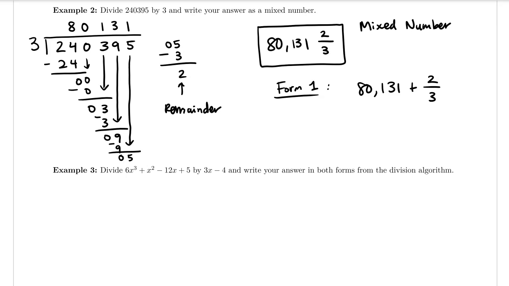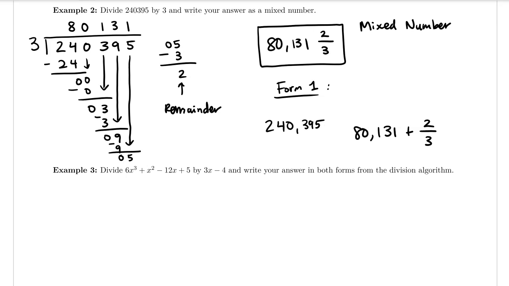So it's kind of like that. And then really I should also include the original numbers. So if I'm writing form 1 of the division algorithm, it would say 240,395 over 3 is equal to this thing. All right, so let's move on to doing long division for polynomials.